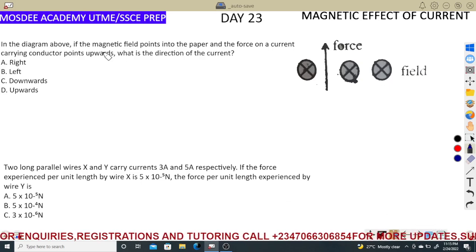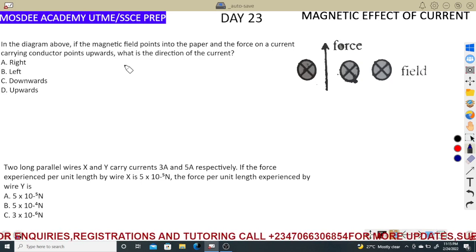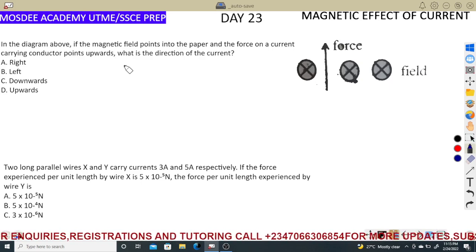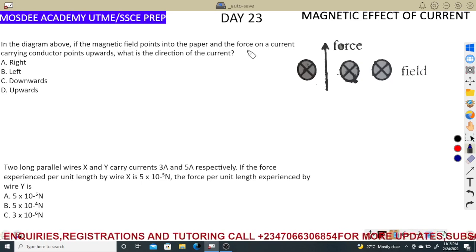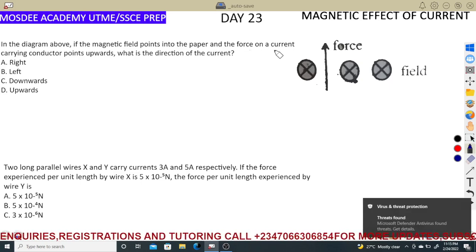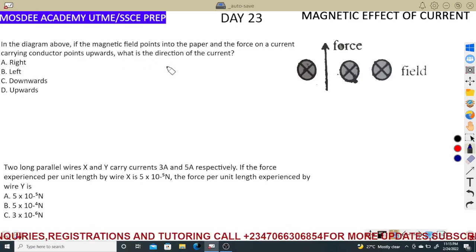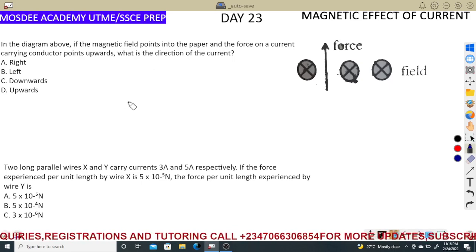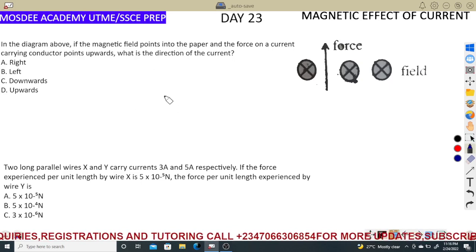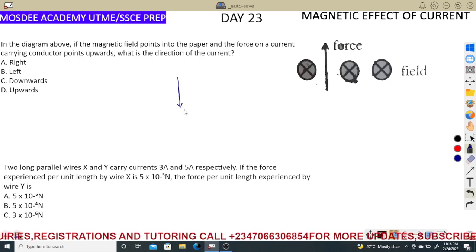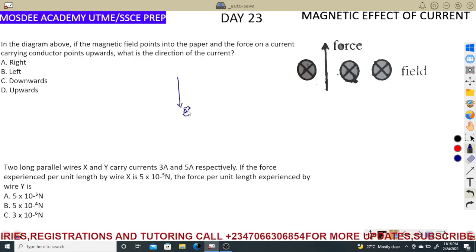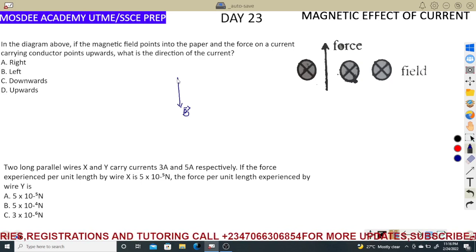In the diagram, if the magnetic field points into the paper and the force on the current carrying conductor points upward, what is the direction of the current? Now, this is another one. It's more or less like what I said. Always keep it in mind: when the magnetic field is pointing downward, the field is pointing downward.